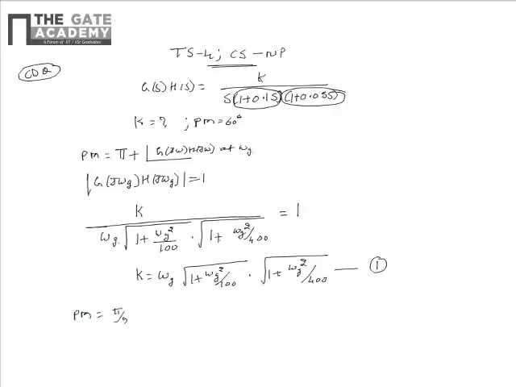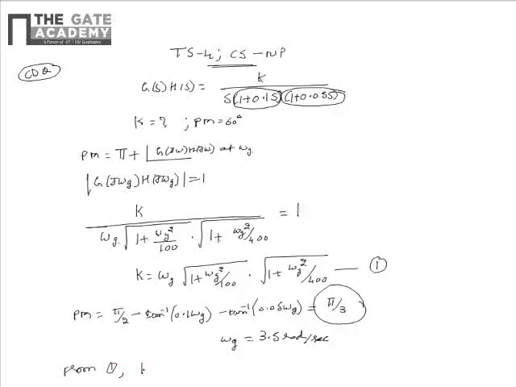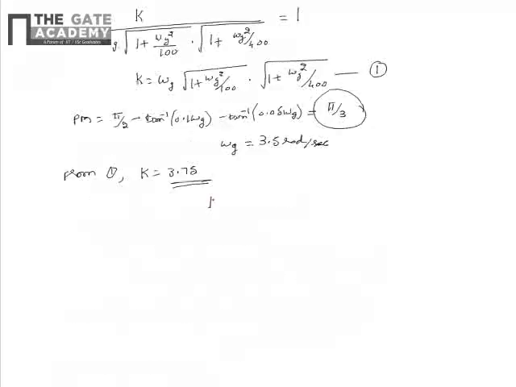equal to pi by 2 minus tan inverse of 0.1 omega g minus tan inverse of 0.05 omega g, is equal to pi by 3, because from the given data this is the phase margin. Upon simplifying this we see that the gain crossover frequency omega g is equal to 3.5 radians per second, and from equation 1, upon substituting for gain crossover frequency, the value of K comes to be 3.75. Hence the correct option representing the gain crossover frequency is D.